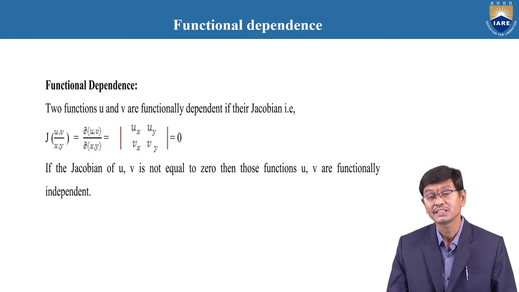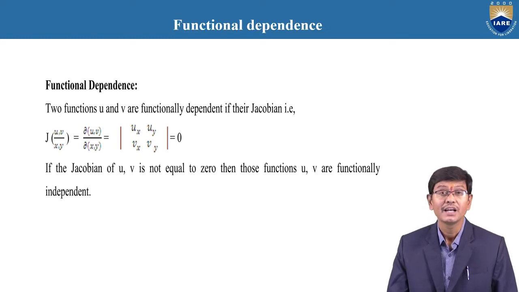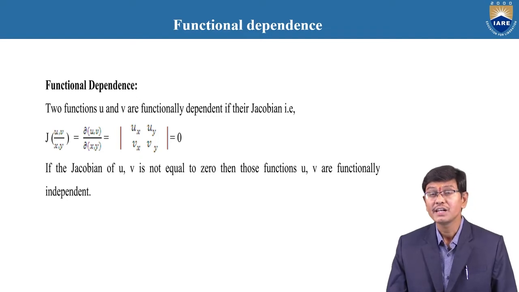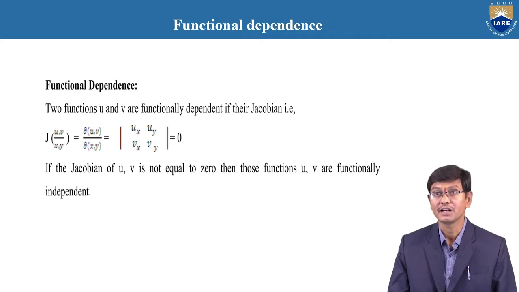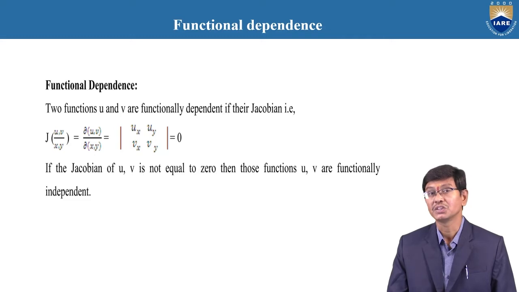Again, as I said, functionally dependent is like linearly dependent, where the determinant is equal to 0, and functionally independent is like linearly independent vectors. If you keep this in mind, it is easy to identify and remember the conditions for functionally dependent as well as functionally independent.